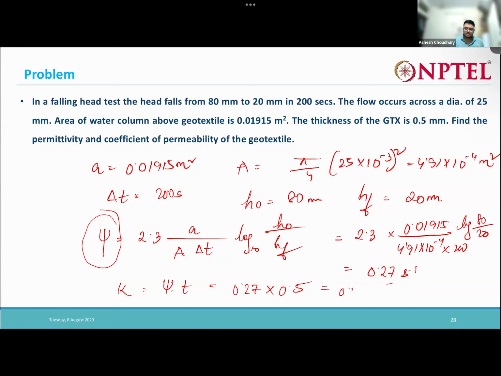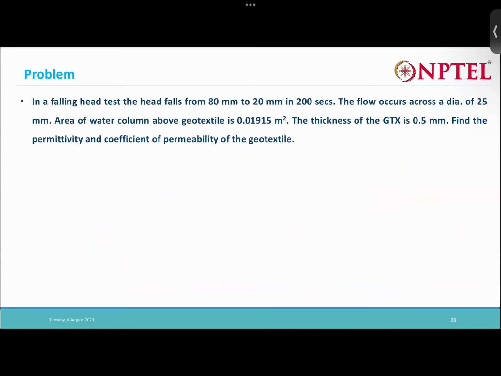0.27 into 0.5, it's 0.135, right? 0.017. 0.27 into 0.5. Thickness is 0.5. So 0.135, isn't it? So what will be the unit? What is the unit of coefficient of permeability? 0.135 what? What is the unit? Per second. Yeah, per second.